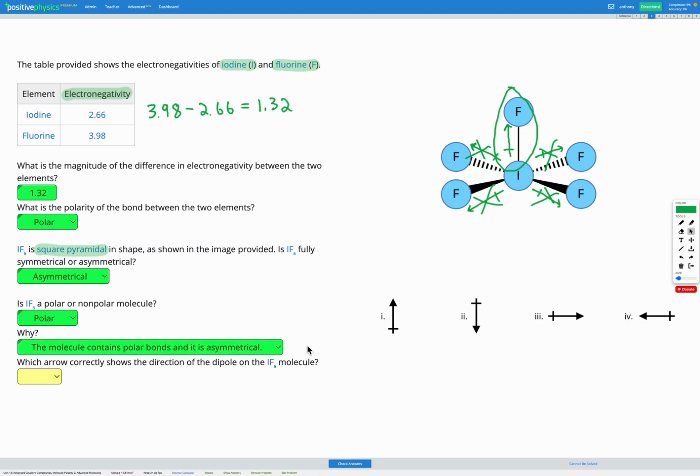So finally, which arrow would we draw onto our molecule? Well, that arrow that remains that we haven't crossed out, that's our overall polarity of this molecule, and it points upwards. So I can select arrow 1 from our list as the one that shows the correct direction of the dipole on this molecule.